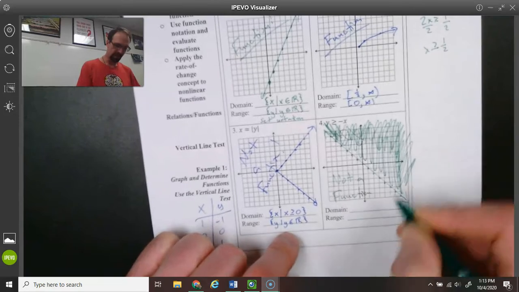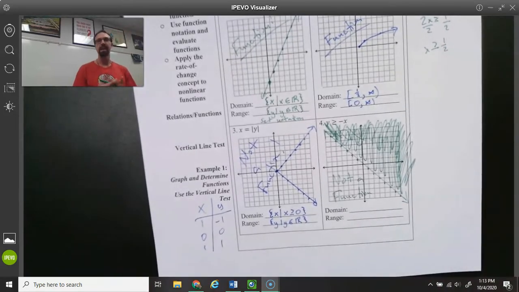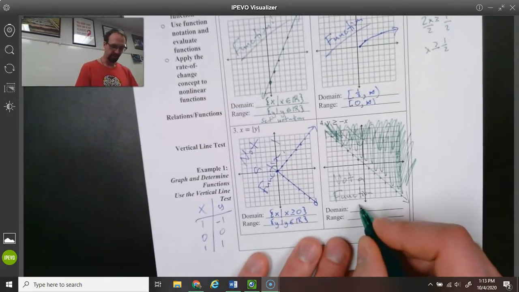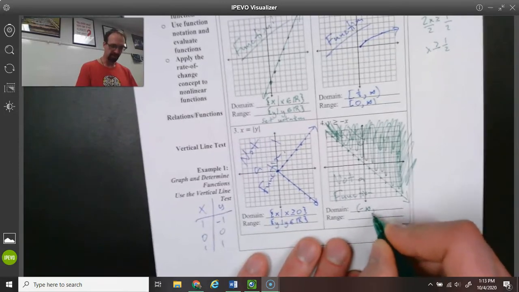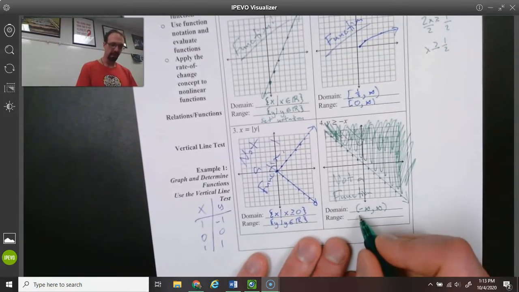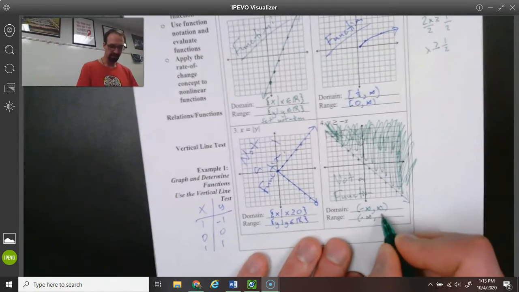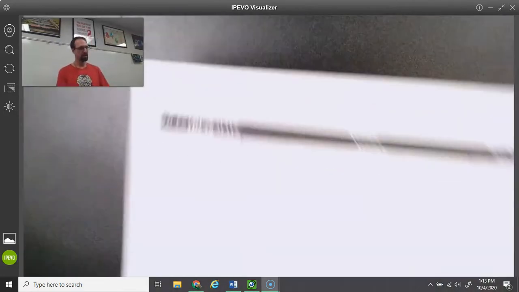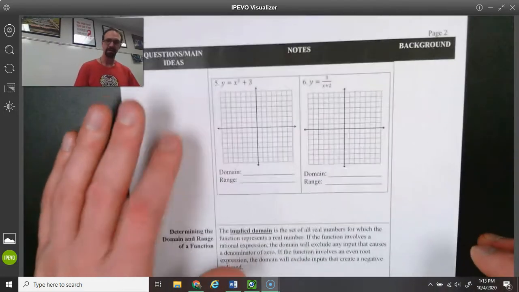And the domain, again, even though it's an inequality, because it's based on a linear setup for the inequality part, the domain is going to be set up on that. So this one would be from negative infinity to infinity. Your range is also from negative infinity to infinity as well. That's in interval notation.